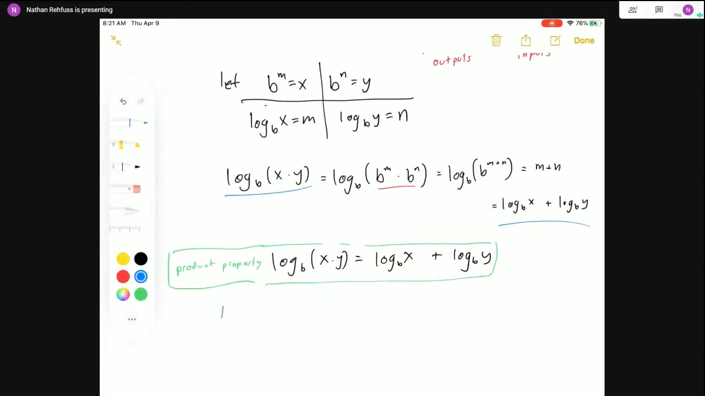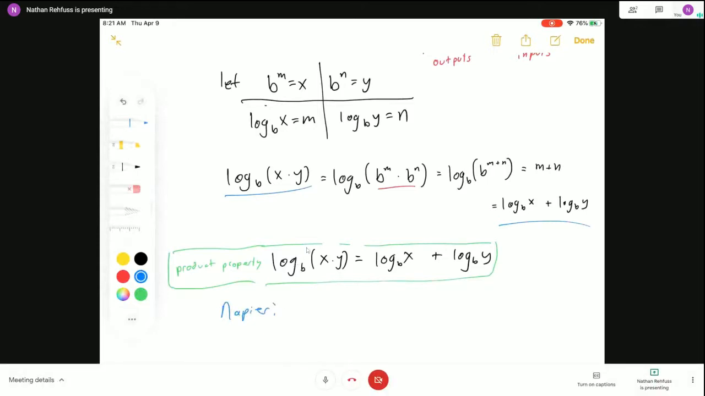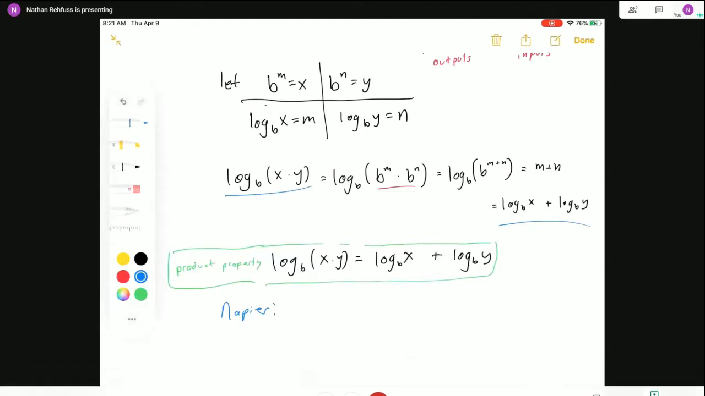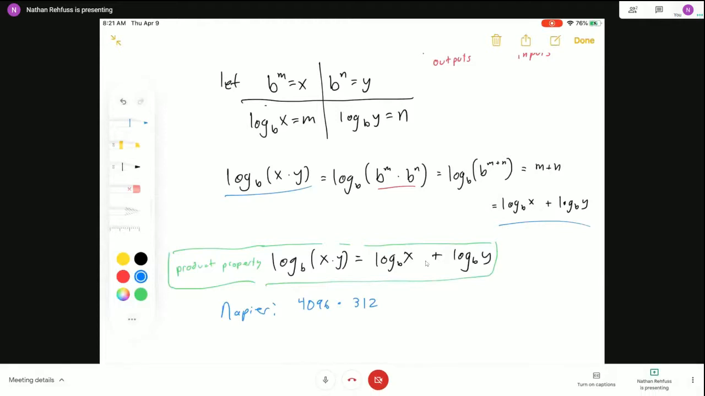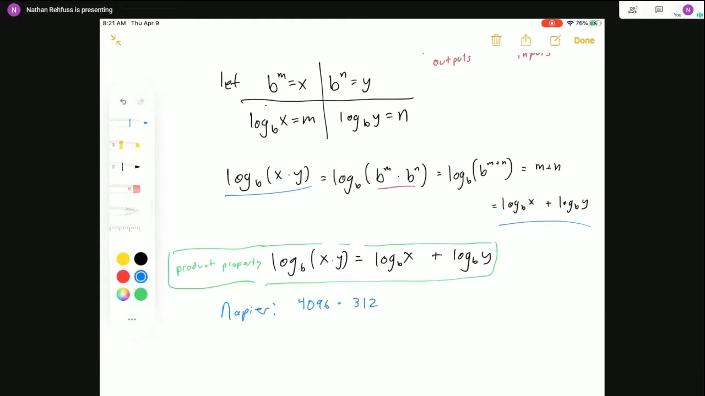So this is Napier's idea. He invented logs because he knew that if he could come up with the inverse function of exponents, it would have this property. So if he wanted to multiply something like 4,096 times 312, he wouldn't. He would go to his book and he would go to whatever page 312 was on and write down its logarithm. And let me look that up real quick.